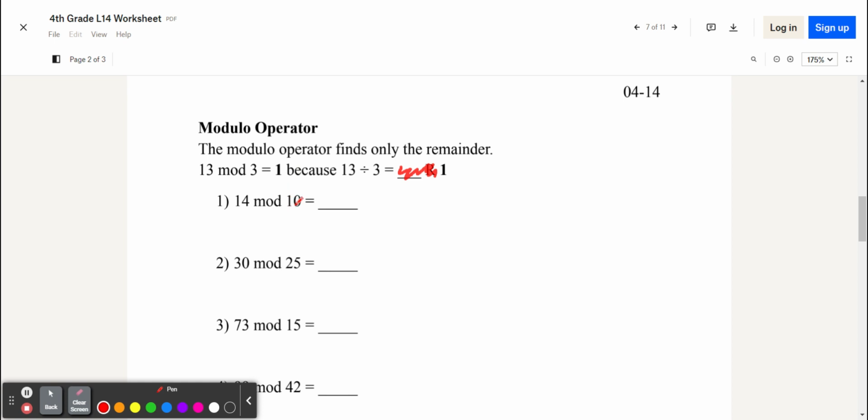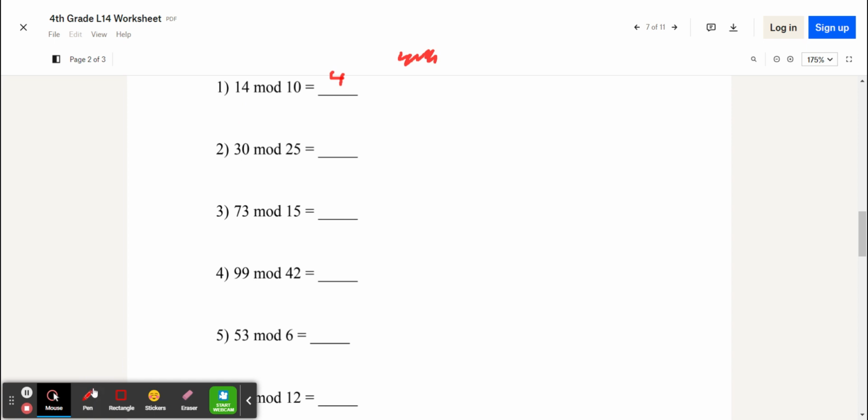So 14 mod 10, if we did 14 divided by 10, the remainder would be 4. So 14 mod 10 is 4. And mod is just short for modulo. 30 mod 25 will be 5, because 25 goes in one time. We ignore that, and then there'll just be 5 remaining.